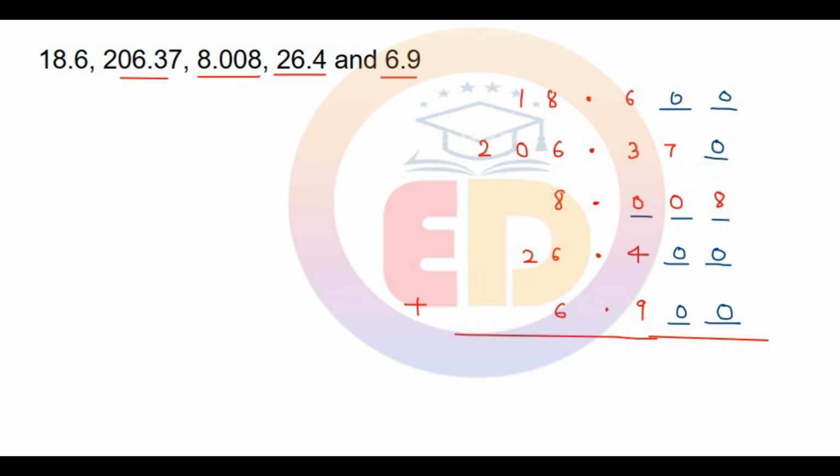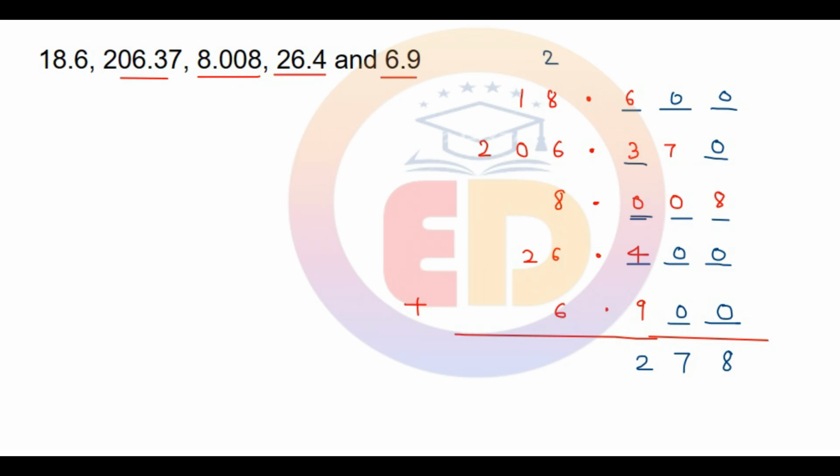Now we have converted all the decimal numbers to like decimals. Let's add. 0 plus 0 is 0. 0 plus 8 is 8. 8 plus 0 plus 0. This will be 8. Next, 0 plus 7 is 7. 7 plus 0, 0. This will be 7. 6 plus 3 is 9. 9 plus 4 is 13. 13 plus 9 is 22. I will write down 2. I'll carry 2.